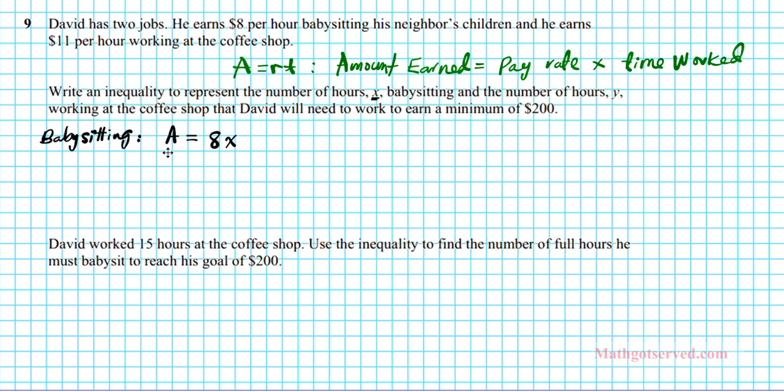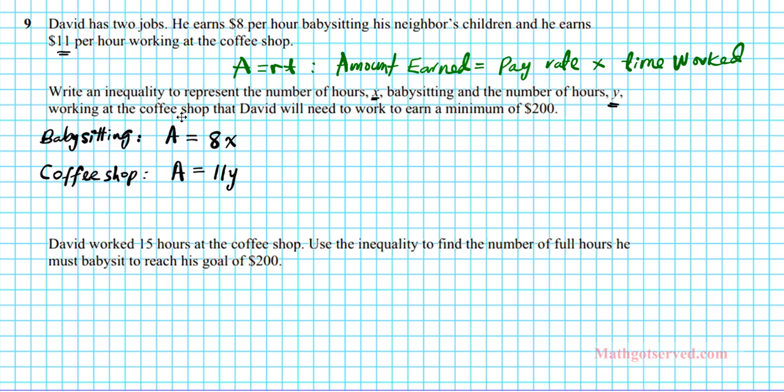The next job he did is working at a coffee shop. So for the coffee shop, what's the amount he earned? The amount he earned using the ART formula, A, is the rate, the pay rate at the coffee shop. How much does he get paid at the coffee shop? $11 per hour. So the rate is 11. How many hours did he work? T is y, so it's going to be 11y. So this is the amount he earned babysitting and the amount he earned at the coffee shop. You just multiply the pay rate times the time in hours to get the total amount he earned.